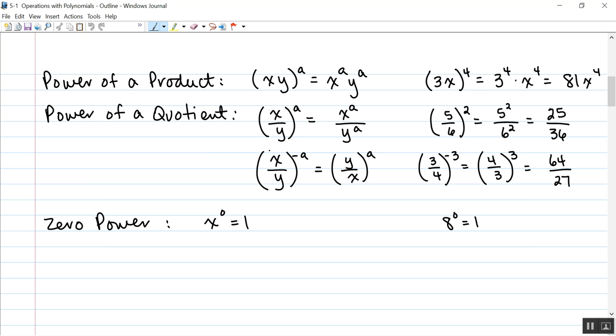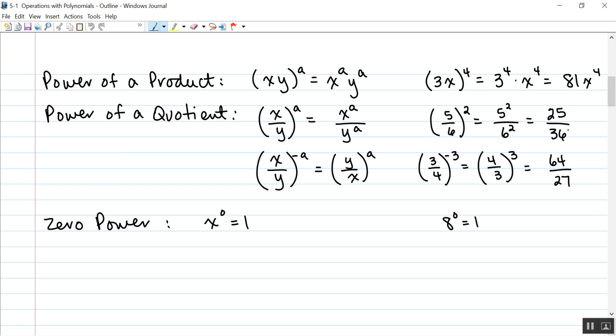Power of a quotient, same idea. X divided by y, all raised to the a power, is x to the a divided by y to the a. An example of this is 5/6 squared is the same thing as 5 squared over 6 squared, or 25 over 36.